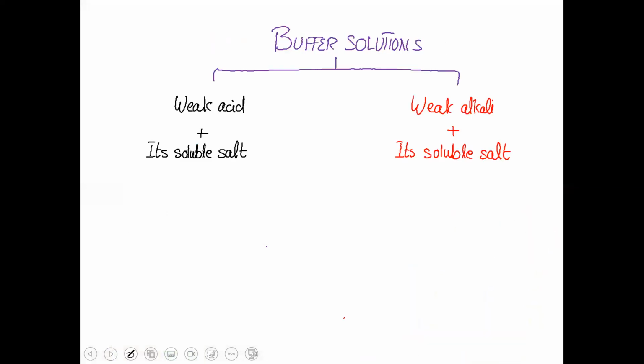There are two types of buffer. One, weak acid plus its soluble salt. Second, weak alkali plus its soluble salt. You have to copy this. Okay. I've copied.